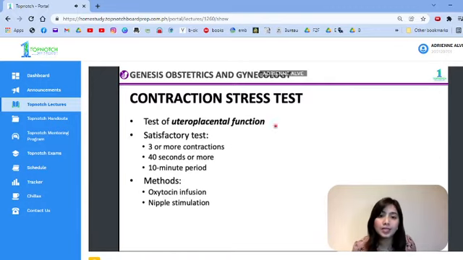So this is a test for the uteroplacental function. So ano ang satisfactory test? A satisfactory contraction stress test or CST, there should be 3 or more contractions lasting for at least 40 seconds in a 10-minute period. Pag hindi ito na-fulfill, unsatisfactory yung CST mo.